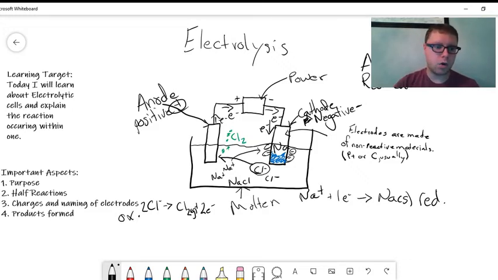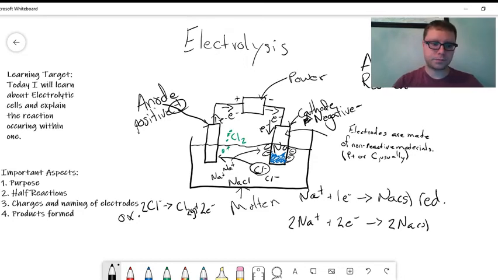Okay, so we went through the purpose, we went through our half reactions, we did the charges and naming of the electrodes, and we talked about the products that were formed, okay? Now remember one last little thing, if we're producing 2 electrons over here, you're going to want to balance this half reaction so that it's also 2. So technically you would have your 2 Na plus your 2 electrons, which is going to produce 2 Na, which are solid, okay? Remember, your 2 half reactions have to be balanced so the overall reaction balances.